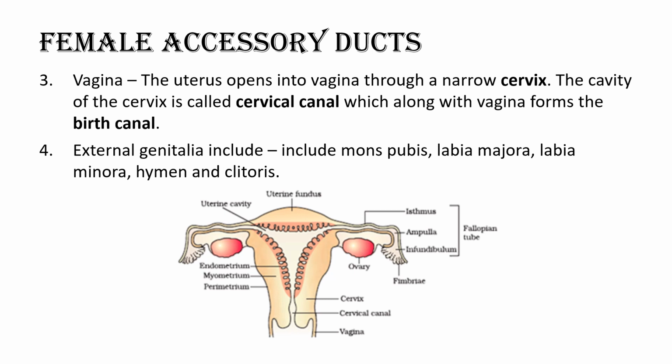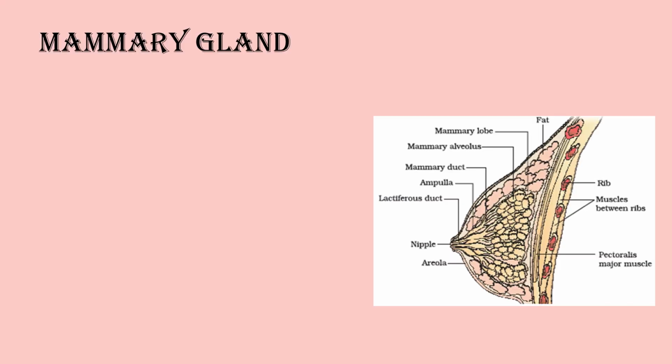The uterus opens into vagina through a narrow cervix. The cavity of cervix known as cervical canal along with vagina forms birth canal through which the baby is delivered. External genitalia includes mons pubis, labia majora, labia minora, hymen and clitoris.